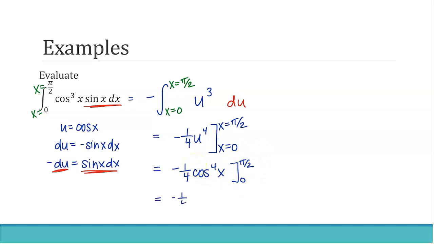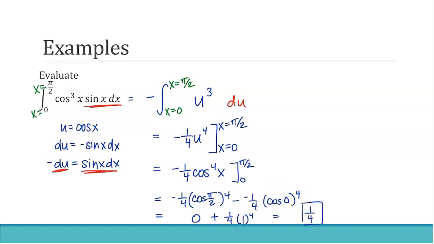So you'd get negative 1/4 cosine of pi over 2 to the fourth, minus negative 1/4 cosine of 0 to the fourth. And let's see, cosine of pi over 2 is 0, so this whole first term is 0. Minus negative 1/4 is plus 1/4. And cosine of 0 is 1. So 1/4 times 1 to the fourth just gives us 1/4 as our answer.